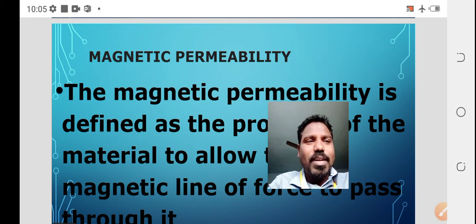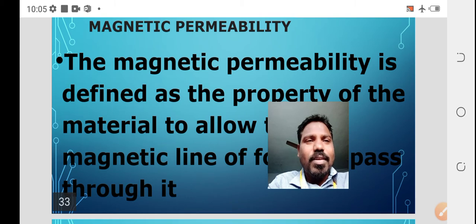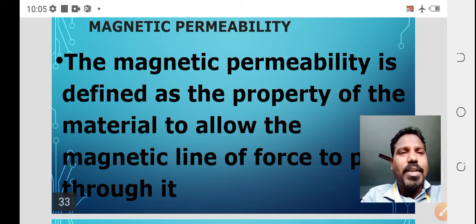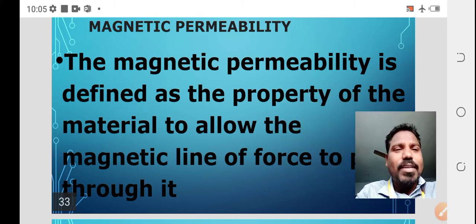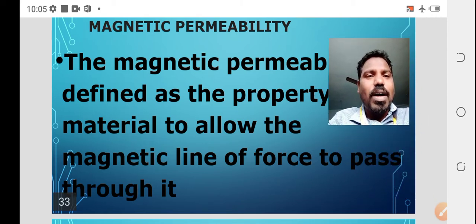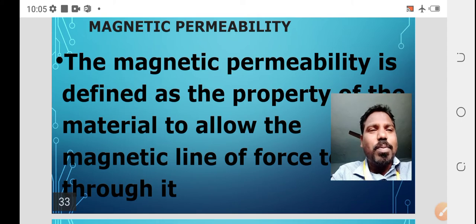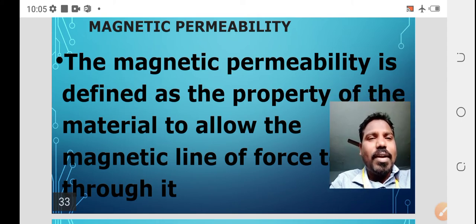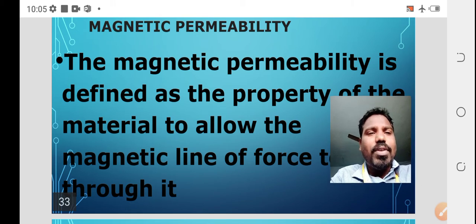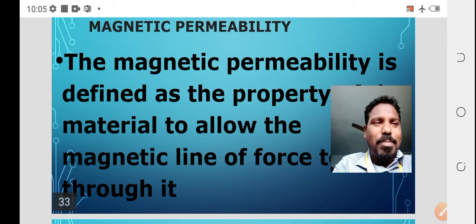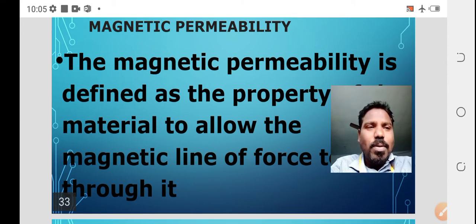That is magnetic permeability. Let's see what magnetic permeability is. Magnetic permeability is defined as the property of a material to allow the magnetic lines of force to pass through it. The material here means a magnet. The magnetic line of force passing through a magnetic material is called magnetic permeability.